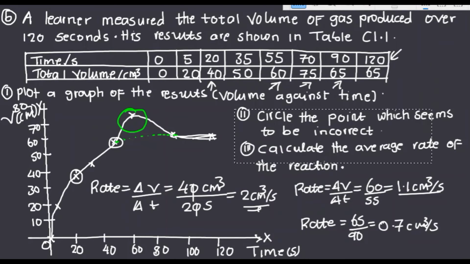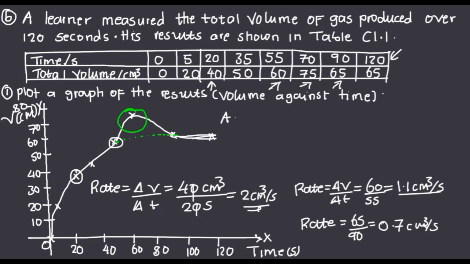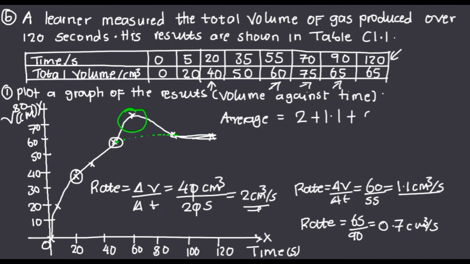Now, after we have at least these calculations, how can we find the average? The average, we can find it like this. We are going to add this plus this plus this. So we'll say 2 plus 1.1 plus 0.7 divided by 3. The reason why we are dividing by 3 is because we have calculated 3 rates of chemical reaction. So 2 plus 1.1 plus 0.7 will give me 3.8 over 3. Divided by 3, I'm getting 1.3 cubic centimeters per second. So this is our average.